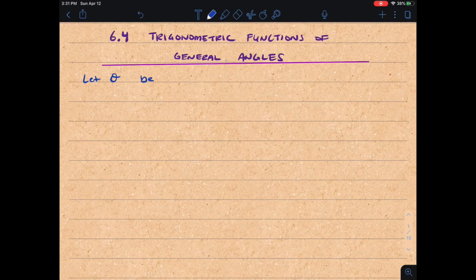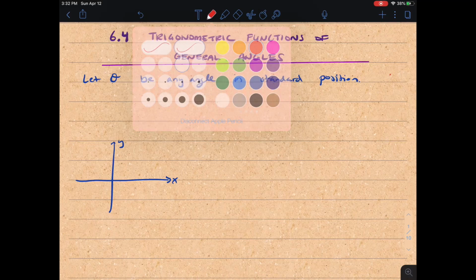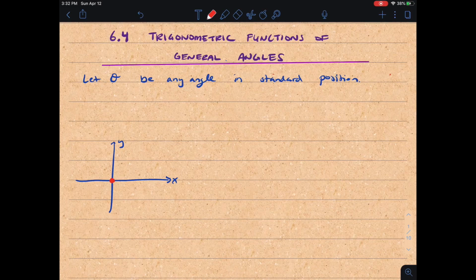Here we're going to let theta be any angle in standard position. And if you remember what an angle in standard position looks like, let me quickly remind you. The vertex of the angle would be at the origin. The initial side would lie on the positive x-axis. And in this case, this is an arbitrary angle theta. So I'm going to draw my angle just to be in quadrant 2.